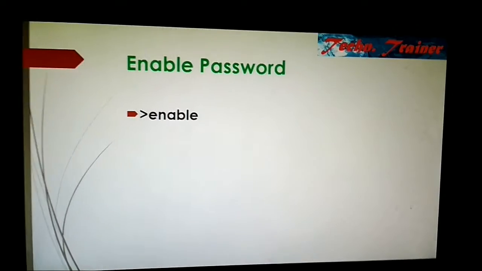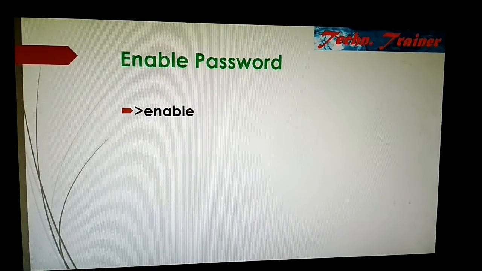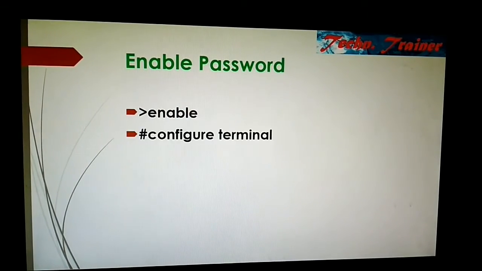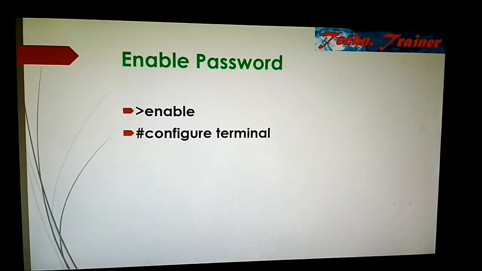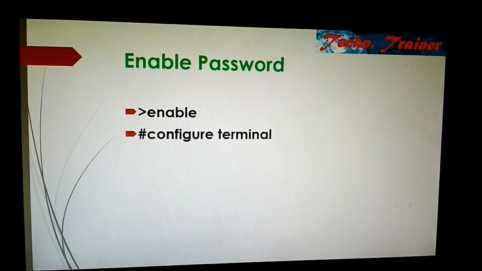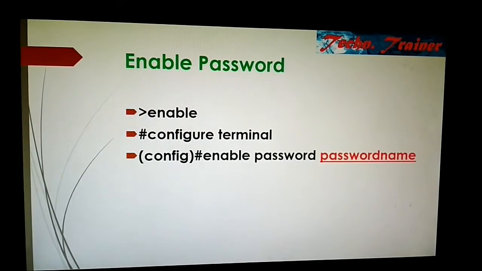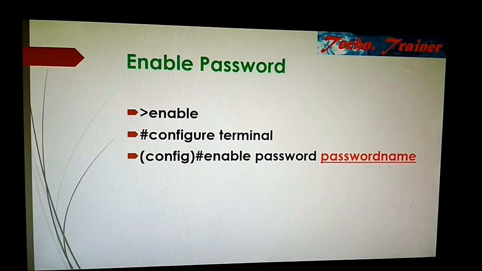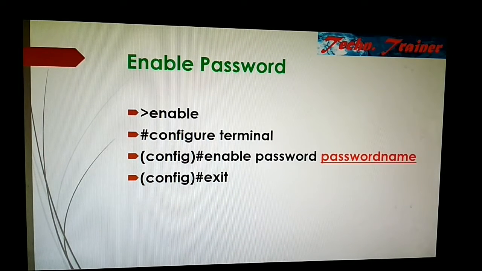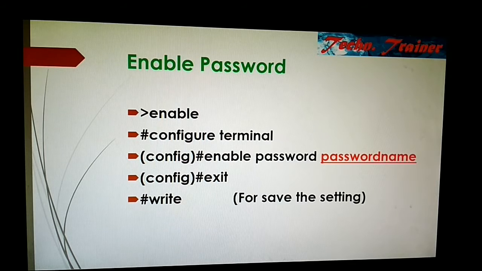In user access mode, type enable, then press enter. After you come into privilege mode, type configure space terminal, then press enter. Then you come into configuration mode, then type enable space password space password name, then press enter. Then exit from the configuration mode, then type write to save all the settings.